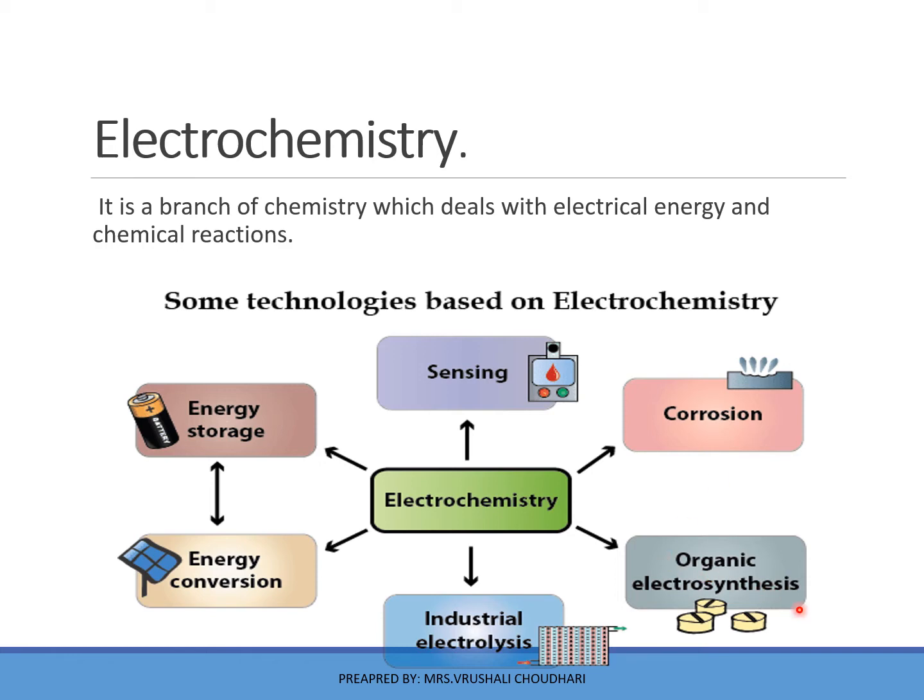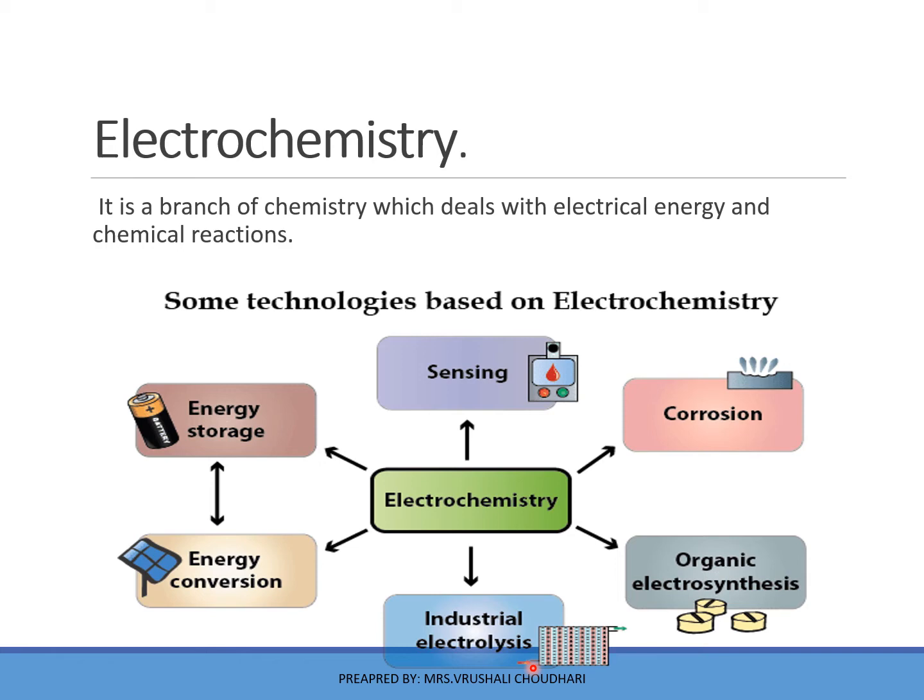Organic electrosynthesis: we are going to produce different organic substances by using electrochemical reactions. Industrial electrolysis: what is industrial electrolysis? Where are we using it? We are using it for manufacturing different electrolysis products. We are studying electroplating and electrorefining. Those are the most important terms for the industrial application of electrochemistry.